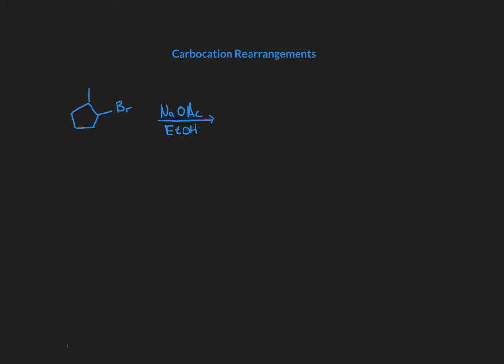To look at carbocation rearrangement, let's consider the reaction of this bromomethyl cyclopentane with sodium acetate and ethanol. And so the first thing I think we should note is how do we know this is going to undergo an SN1 reaction and not an SN2 reaction? And the big deal that I see here is ethanol. Secondary alkyl halides can undergo both SN1 and SN2 chemistry, but protic solvents like ethanol favor SN1 chemistry, and so this reaction is definitely going to undergo an SN1 type reaction.